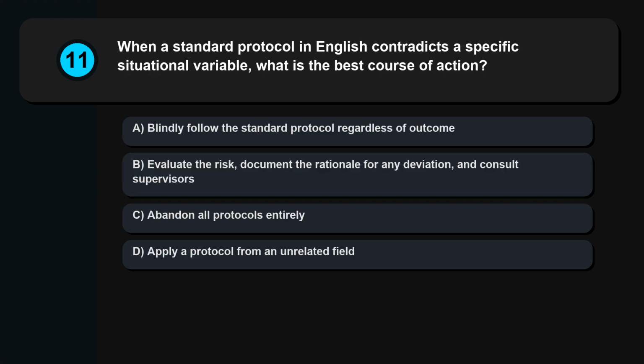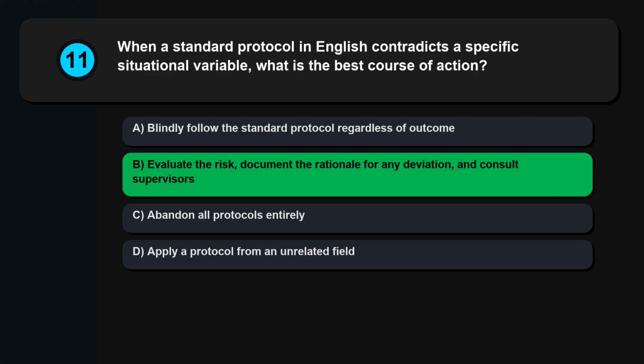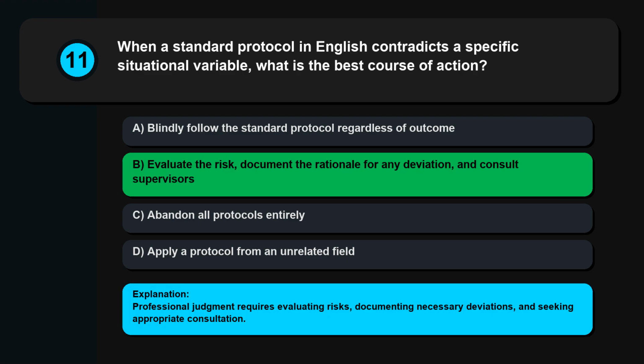Question 11. When a standard protocol in English contradicts a specific situational variable, what is the best course of action? Blindly follow the standard protocol regardless of outcome. Evaluate the risk, document the rationale for any deviation, and consult supervisors. Abandon all protocols entirely. Apply a protocol from an unrelated field. Professional judgment requires evaluating risks, documenting necessary deviations, and seeking appropriate consultation.